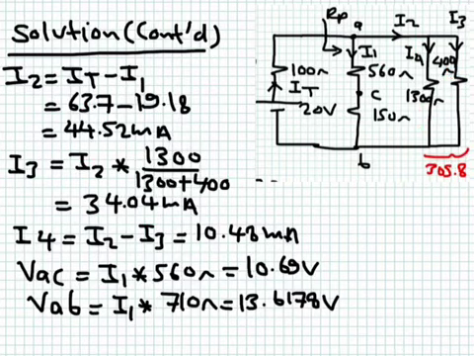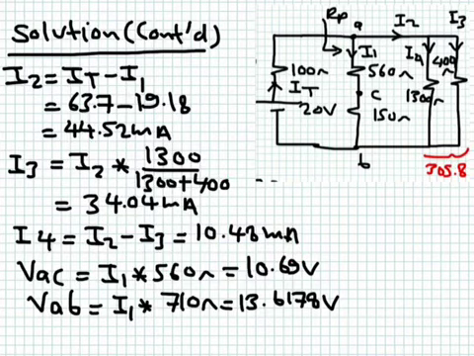Okay, now we can get I4 by saying that I4 is equal to I2 minus I3. Remember, I2 split into two currents, I3 and I4, and the sum of I3 and I4 will give you I2. So I4 is equal to I2 minus I3. I2, already calculated, is 44.52 milliampere. I3, we calculated using current division, is 34.04 milliampere. Do the subtraction, you obtain 10.48 milliampere. Okay, now we are all set to calculate all the voltage drops.